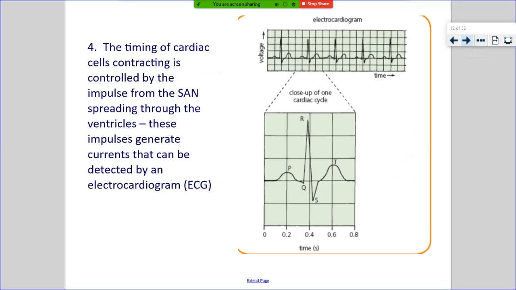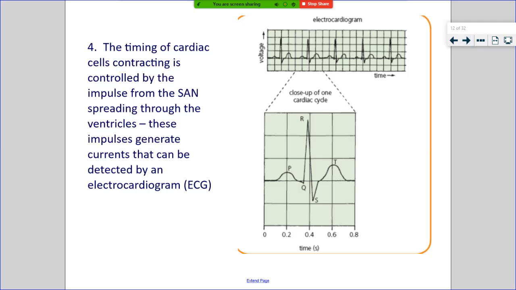As these impulses spread through the heart and through the ventricles in particular, it's possible to detect them because they generate a current that can be detected by a piece of equipment called an electrocardiogram, or an ECG. On the right-hand side there is a diagram showing a normal ECG, or a normal cardiac cycle. We learned previously that the cardiac cycle normally takes about 0.8 seconds on average, so again, we can see that there from 0 to 0.8 seconds.